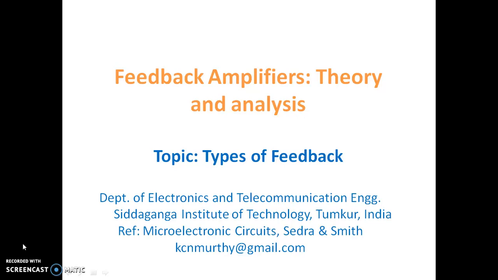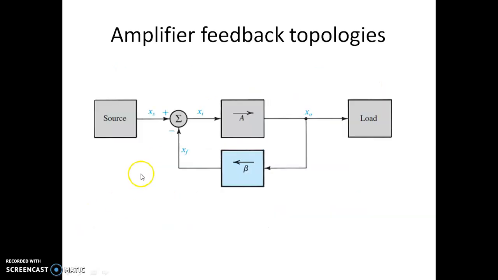So in this video we'll see the types of feedback that are employed for amplifiers. This is an amplifier with feedback. A is the amplifier, beta is the feedback network that is used to provide some portion of the feedback back to the input. We have the source and the load for the amplifier circuit.